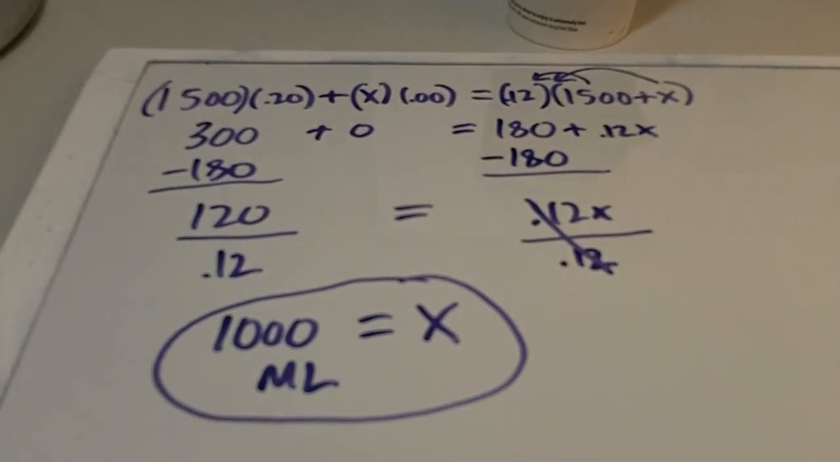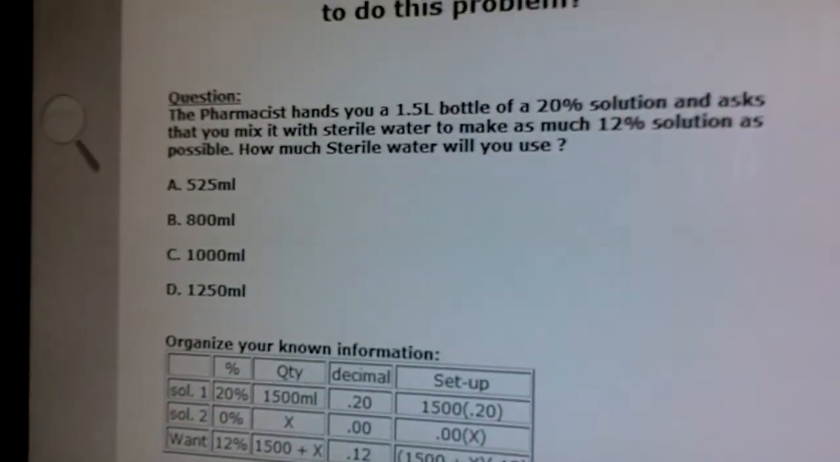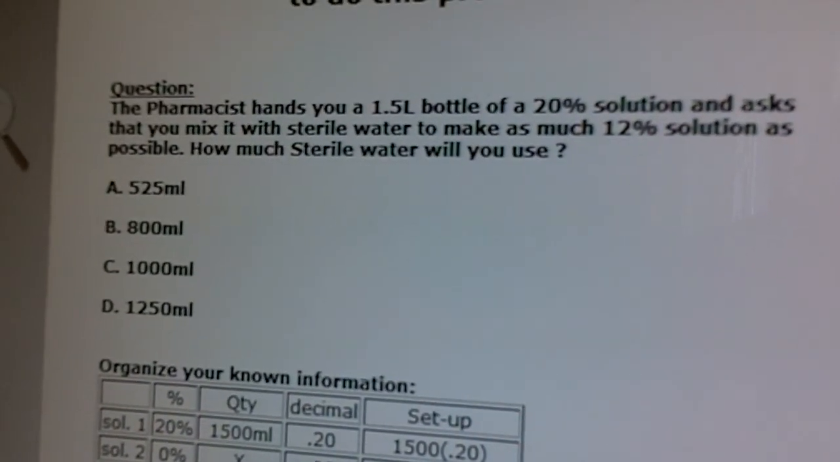So in this video I showed you the alligation method and then the algebra method, and I think these two are easier than the proportions math video that's higher up on the page. So 1,000 milliliters, going back to the question, is answer C.